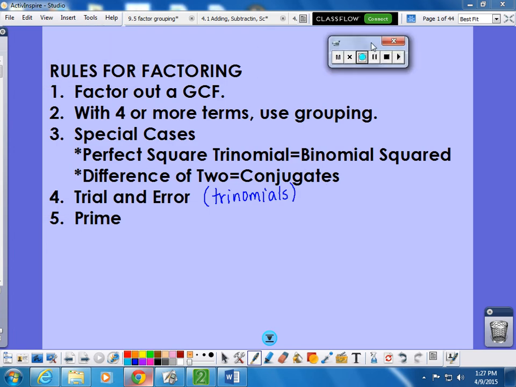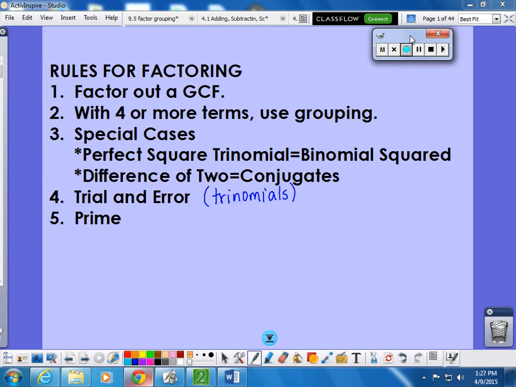Alright, no matter if you have a binomial or a trinomial or four or more terms, the first thing you always look for is, is there a greatest common factor? With four or more terms, you use grouping, and those two things we've already talked about. We have done two special cases. There are two more we're going to add later, but we have done the PST, perfect square trinomial, giving you the binomial squared yesterday. We did that, and the difference of two squares gave you conjugates.